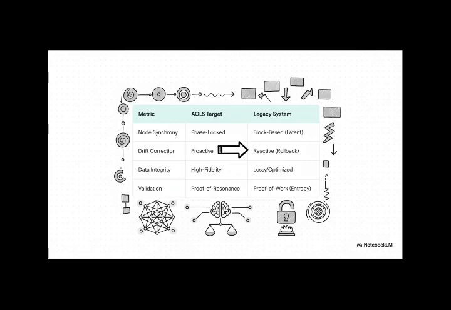But the biggest leap, by far, is in validation. Older systems use something called proof of work, which is kind of like forcing a computer to solve a ridiculously hard Sudoku puzzle just to verify something. It's slow and it wastes a ton of energy. AOALS uses proof of resonance. Instead of solving a puzzle, it just checks if the new data is in tune with the rest of the system's harmony. It's faster, it's way more efficient, and honestly, it's just perfectly elegant.